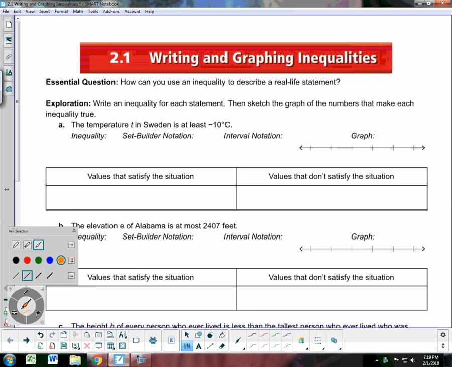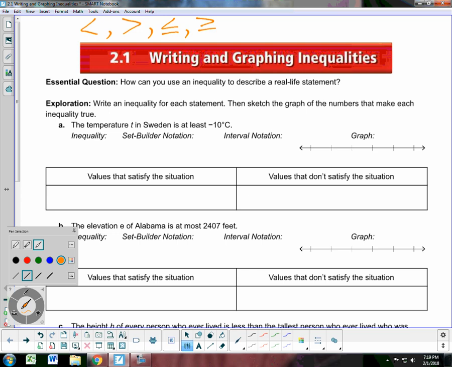So today we're learning about writing and graphing inequalities. If you recall, an inequality, it's not an equal sign, so it's when one side of an equation is either bigger or smaller than the other side, so that's why it's unequal. Some symbols that we use are less than, that's this symbol, looks like an L tilted a little bit, greater than, less than or equal to, greater than or equal to.